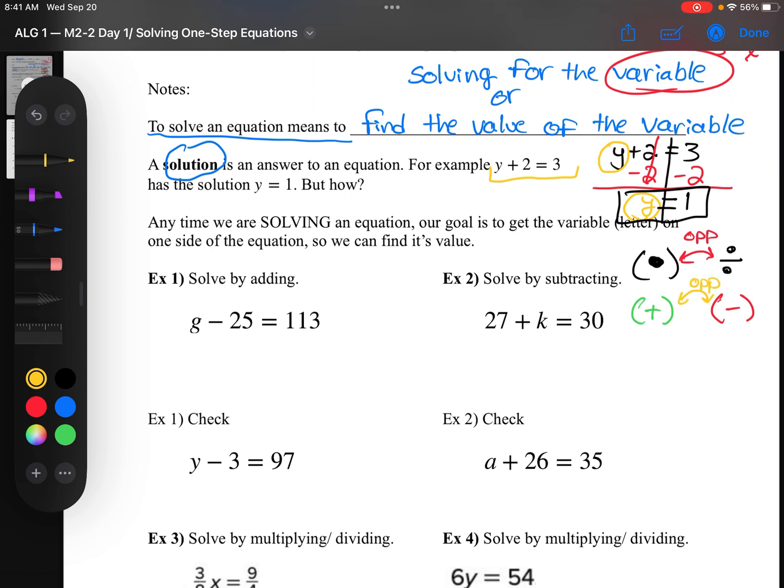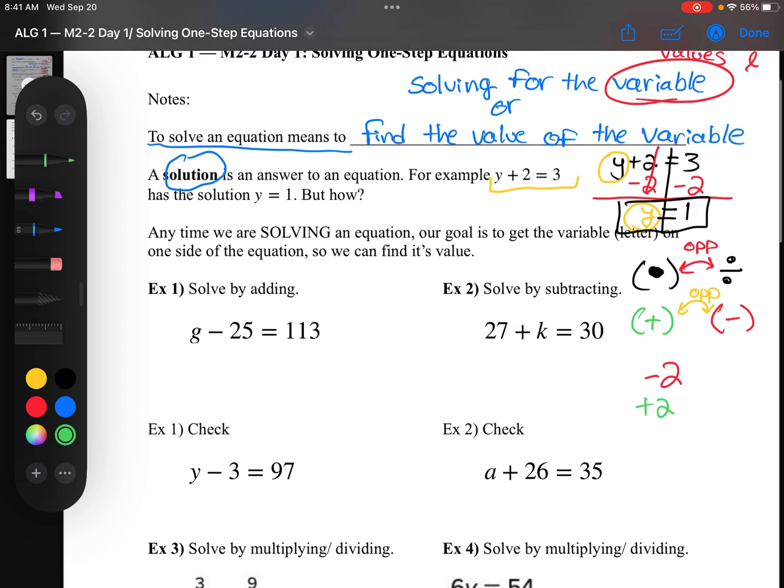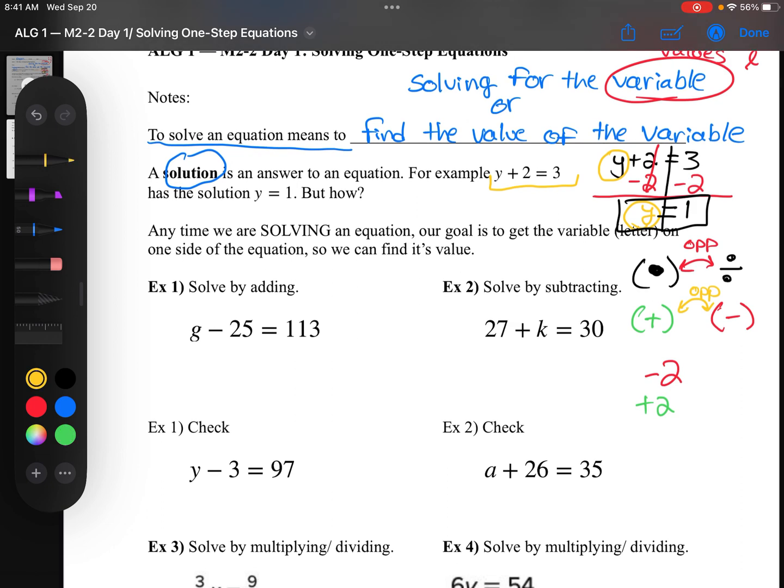So just for some notes off to the side here, if I have a negative 2, the opposite would be a positive 2. If I have a divide by 3, the opposite would be a times 3, okay? So you have to do the opposite of whatever's going on to get rid of a number. So we're going to talk about that, okay? So just have this written down because knowing your opposite operations is important, okay?